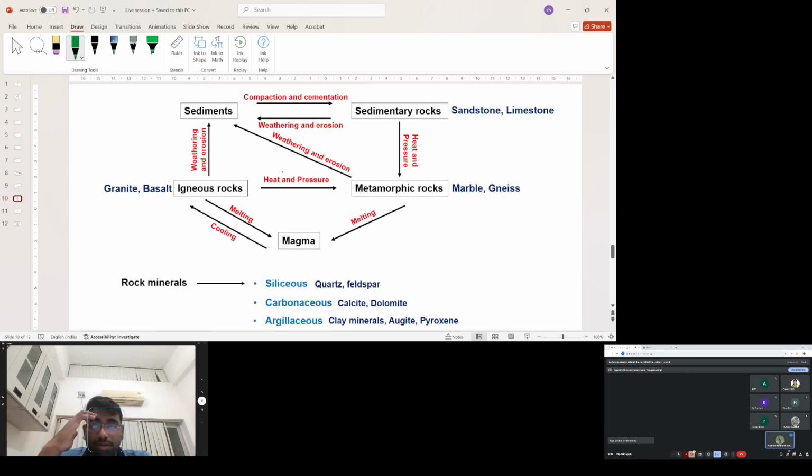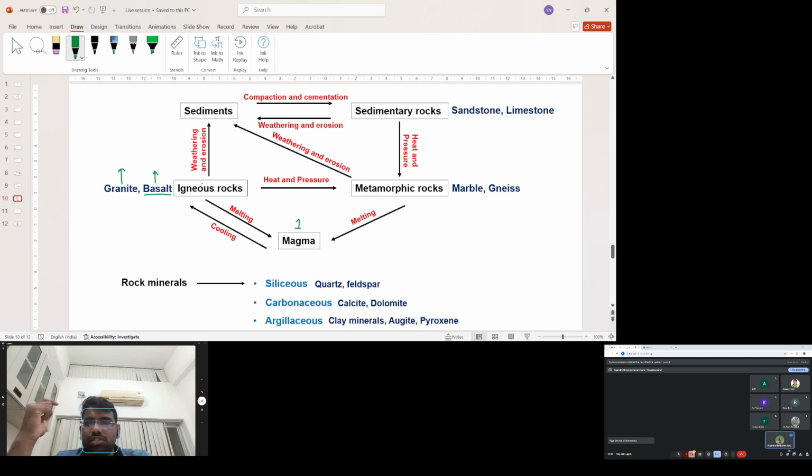So this is the rock cycle. It all starts from magma. When this magma comes to depth and temperature conditions where it starts to cool, it forms igneous rocks. Examples are granite and basalt. Granite is formed by very slow cooling, and basalt is formed by very rapid cooling.